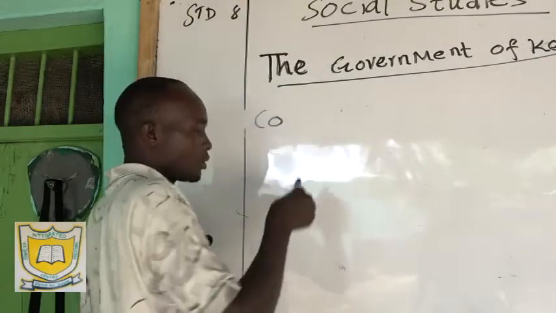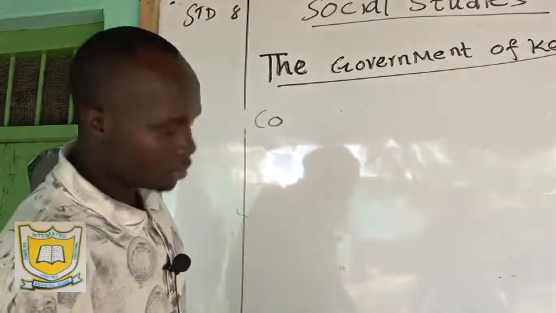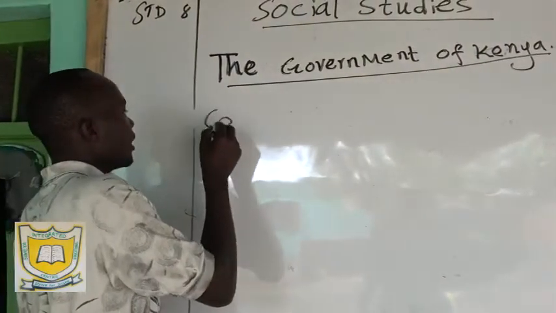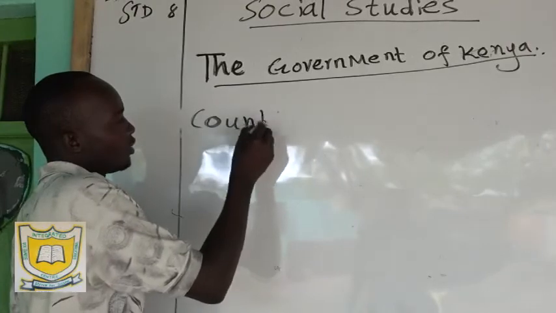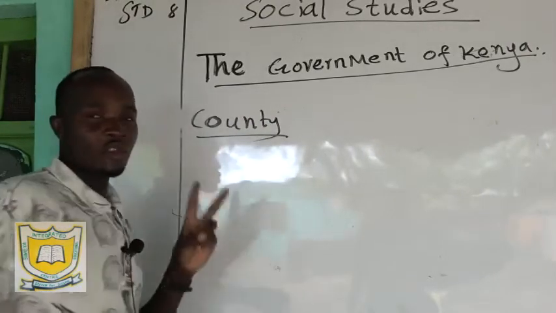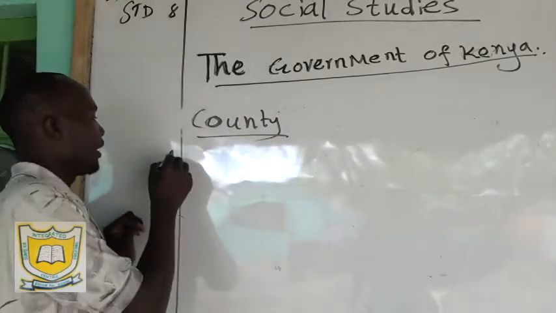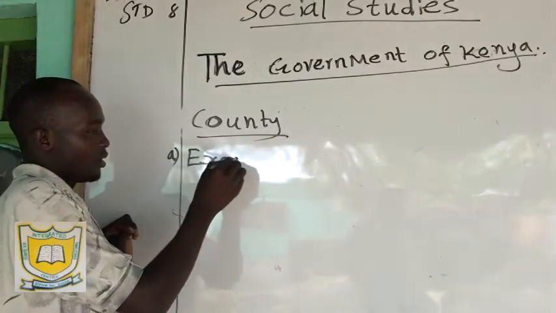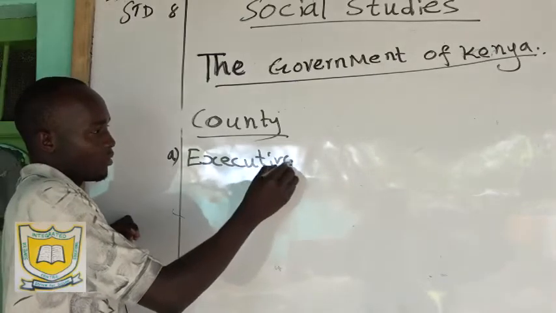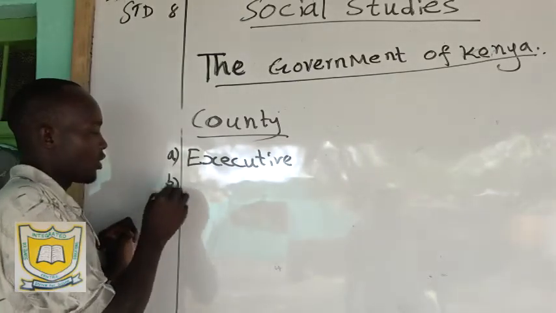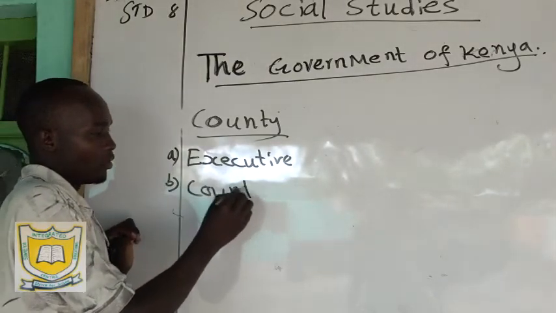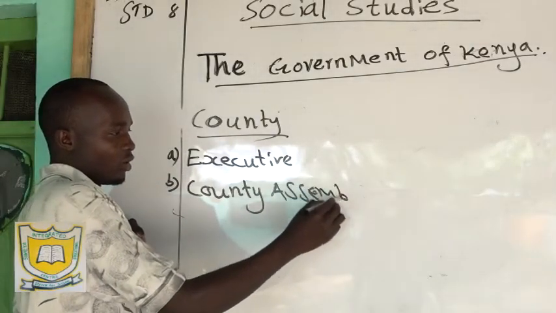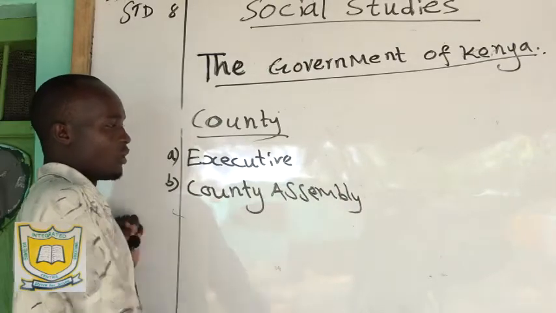County government is made up of two arms. So number A, we have what we call the county executive. And then B, we have what we call the county assembly. Now the county assembly is what we call the parliament of the county.